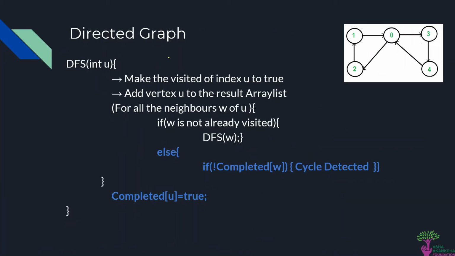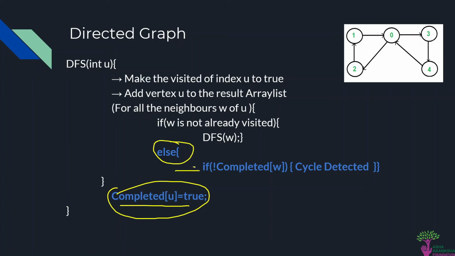In the case of a directed graph, we have to maintain one additional thing, which is a completed array. It will be a Boolean array. We'll note whether a vertex u is completed or not. So at the end of the DFS algorithm, the vertex u will complete its DFS, so I'm marking completed u to true. The main aim is to detect the back edge. So if a back edge is present, we will mark that a cycle is detected. This else is doing the same thing.